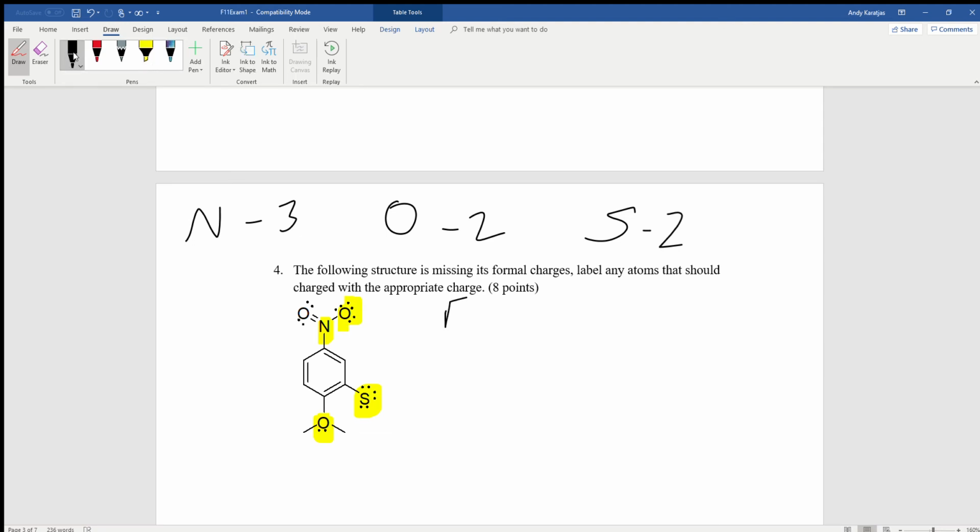So formal charge can be calculated based on the number of electrons the atom is supposed to have. And so in order to do that, we take its valence electrons and we subtract non-bonding, and we also subtract the bonding electrons divided by 2.